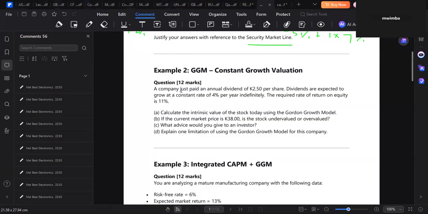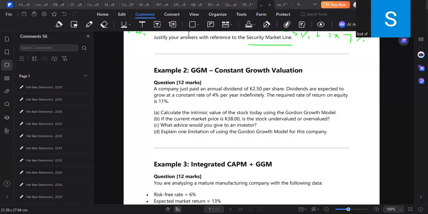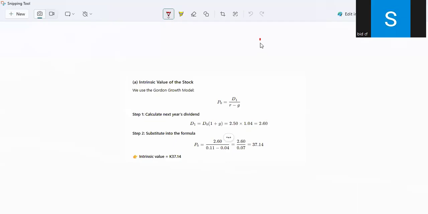Whenever you hear a company has just paid, that is D0. Or if we say a company will pay after year one, that is D1. So just paid means D0. So the company just paid a dividend of what? 2.5. So our D0 is 2.5.